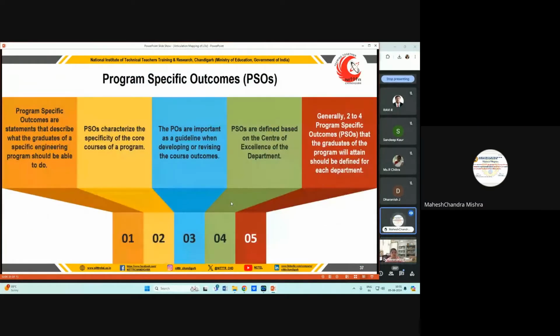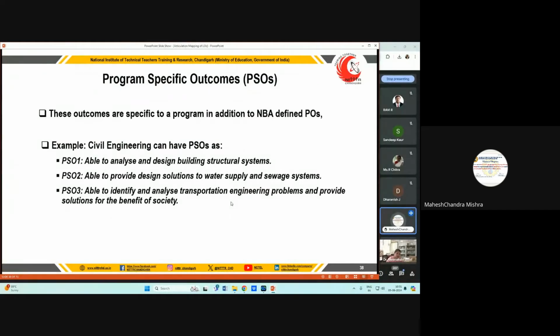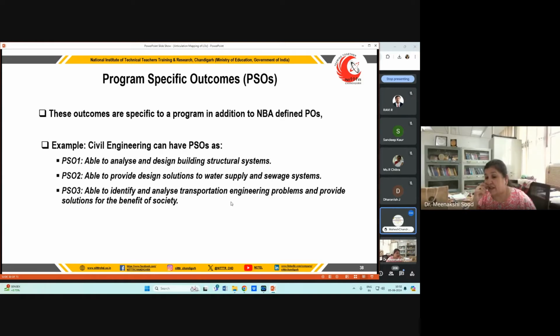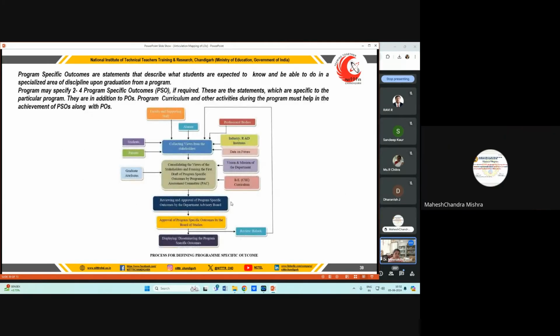Okay, ma'am. Actually, it also should map with the program educational objectives, the PSO. Ideally, it should be mapped. Nowadays NBA has stopped the attainment of POs, so mapping should be done, but they are not paying much attention to the attainment of POs. But mapping should be done. Whatever you are doing with the POs, all is to be done with the PSOs. Okay, ma'am. Thank you. Any other question? No, ma'am.